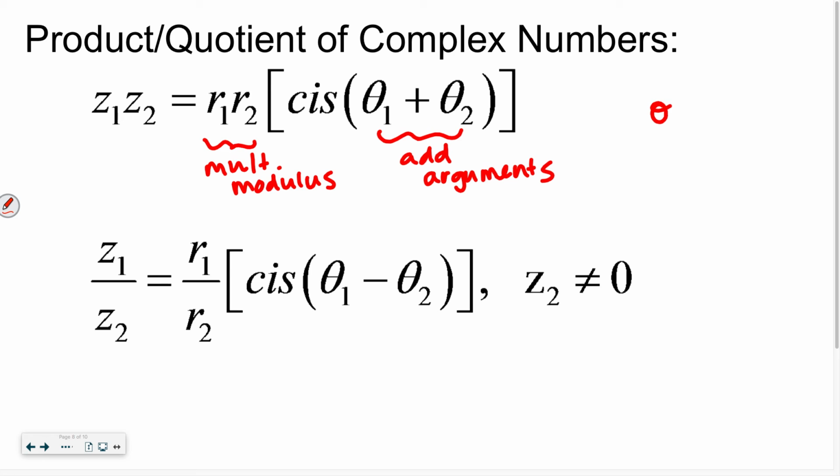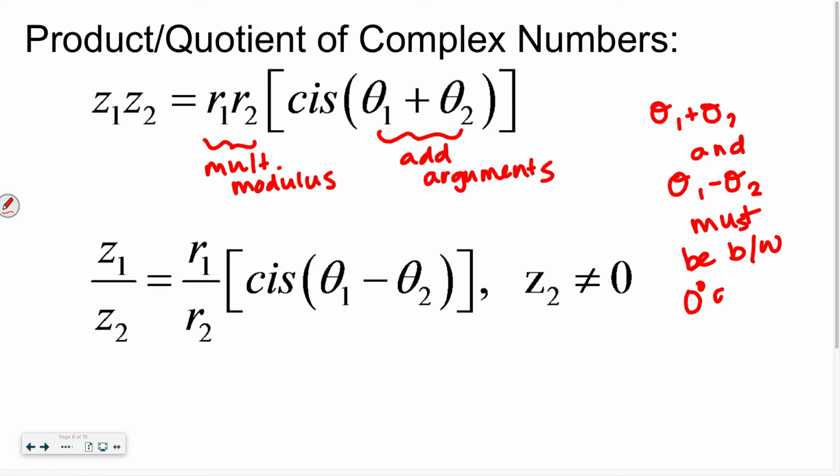I will say this, theta sub 1 plus theta sub 2 and theta sub 1 minus theta sub 2 must still be between 0 and 360. So if you add them and they go over 360, or you subtract them and they're a negative value, use a coterminal angle. So you could add or subtract 360. But this will work out really easy once you see it in action with numbers.